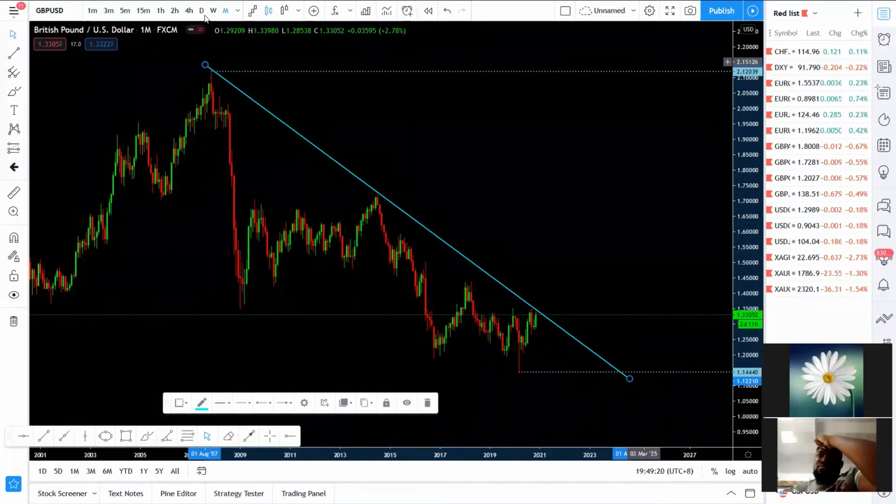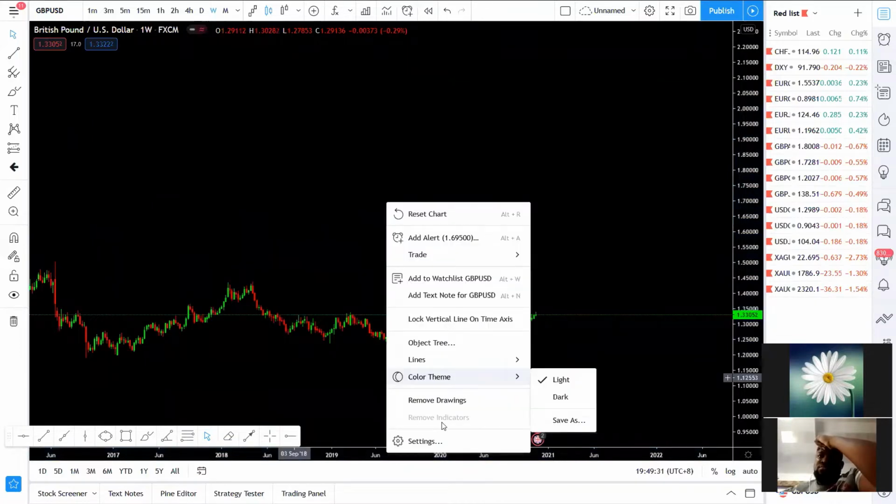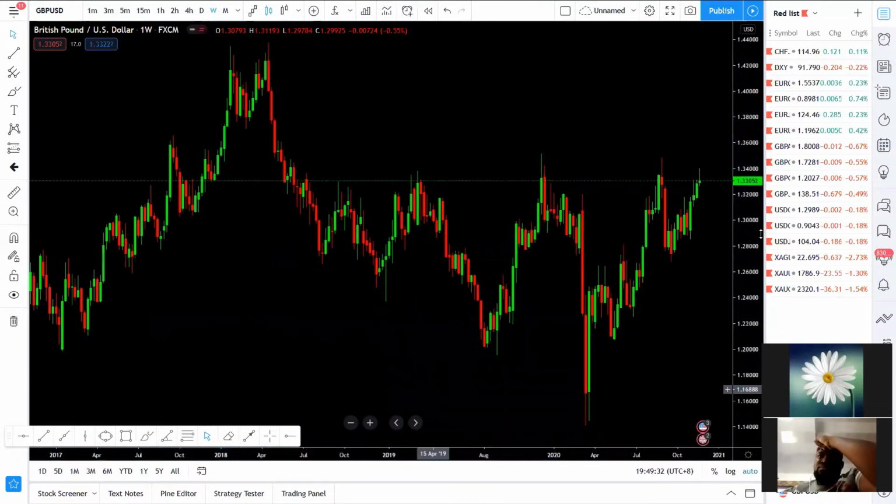So let's move to the next time frame. We are doing a top-down analysis, and we're looking at the weekly timeframe. Let's remove our drawings and reset so that we look at what is happening at the weekly level.